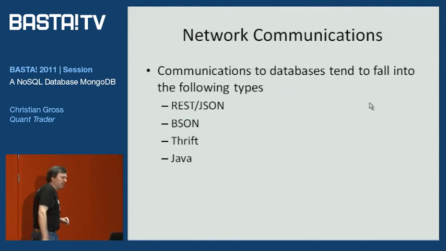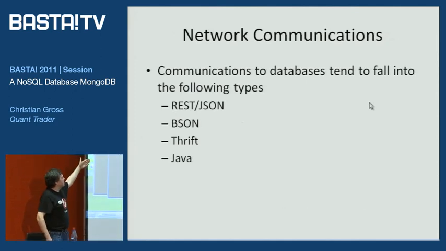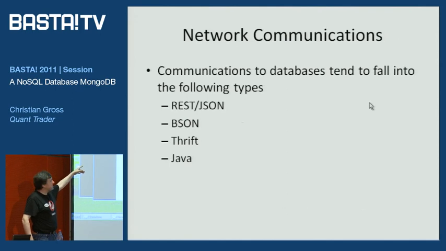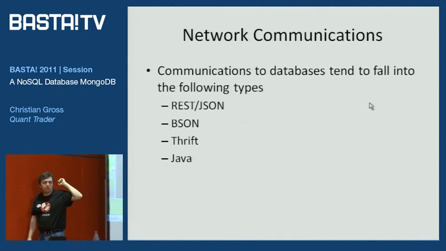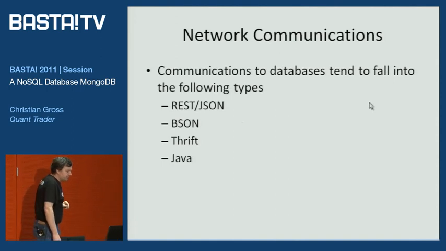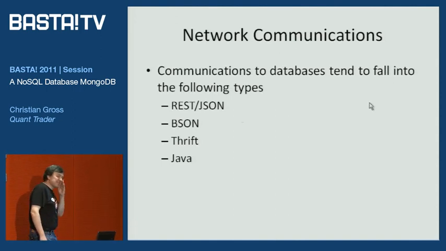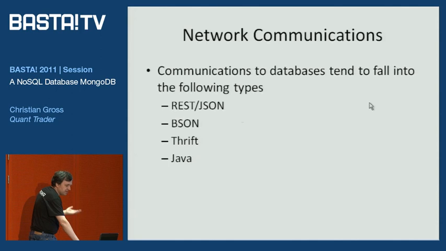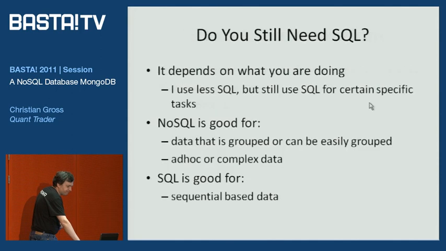Oh yeah, and last thing: among network communications among the different NoSQL databases, sometimes it can be REST, sometimes it can be binary JSON, Thrift or Java. In the case of what we're looking at with MongoDB, it's basically JSON and binary JSON. That's what is used. Thrift is used by, I think, Cassandra. It's yet another way of protocolizing information. I'm not that interested in it. And then a lot of them just use plain vanilla Java.